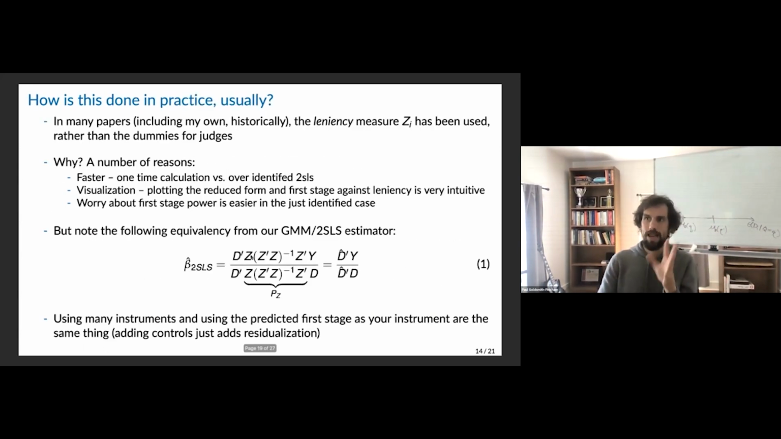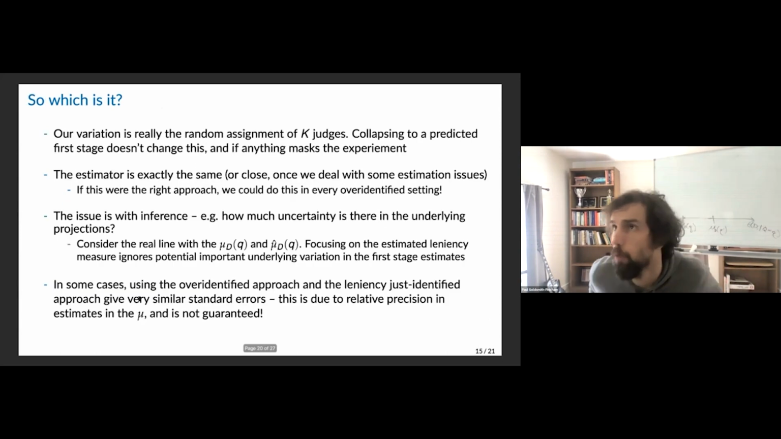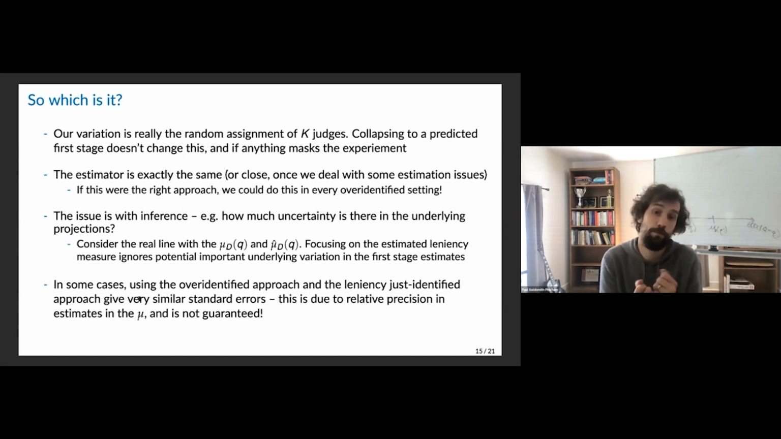So why is it then that, which is it? I've showed you that there's this equivalency here between the judge dummies and the leniency measure, modulus a couple things. Well, which one is it then? Well, our variation is really the random assignment of the judges, right? I think hopefully it's clear, in any of these examples I told you, we're obviously using random assignment of judges, examiners, and collapsing to a predicted first stage doesn't change what the variation is. And if anything, it masks the fact that there's this experiment across many different things, not that are potentially reflecting a bundle.